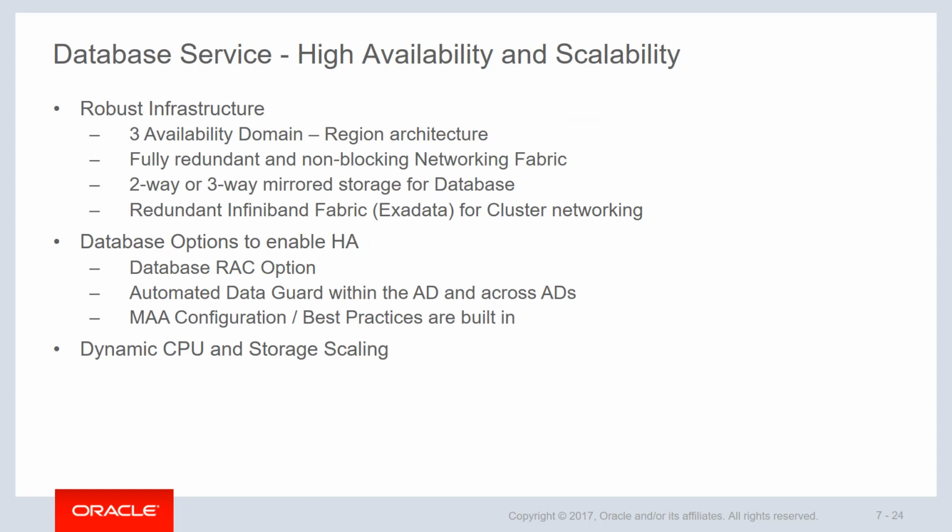Now there's three high availability and scalability options that we've discussed. The infrastructure itself is going to be highly available by design. So we have three different availability domains within a region. We have a fully redundant and non-blocking network fabric. There's the option for two-way or three-way mirrored storage within the databases. So this would be on the bare metal or the Exadata side of things. And then in terms of rack and Exadata, there is by design the redundant InfiniBand fabric for cluster networking within the appliance itself.